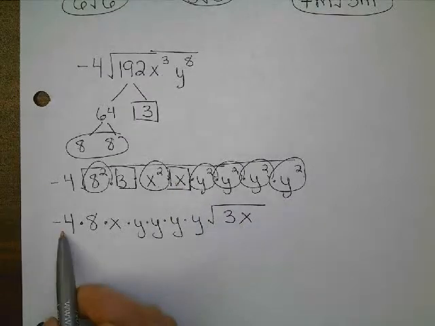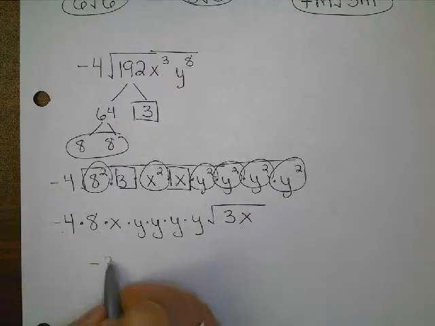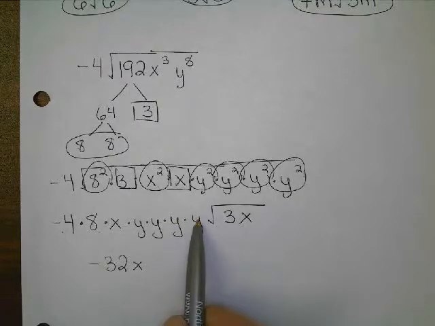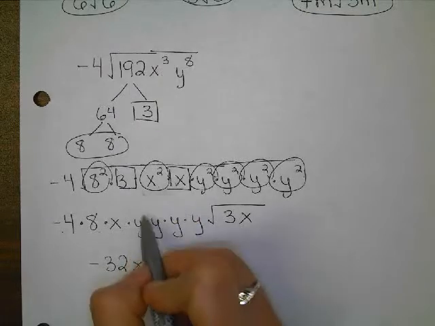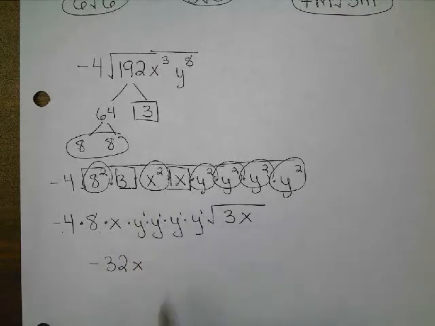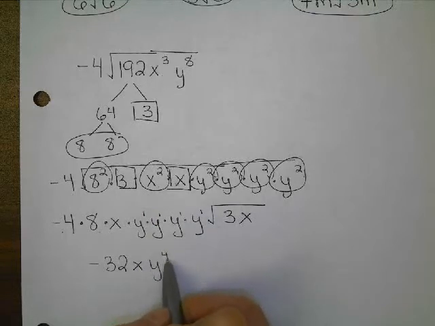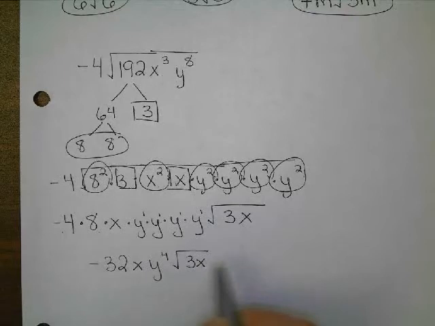And now I simplify. -4 times 8 is -32 with an x, and then I have y times y times y times y. Well, if you remember back to your rules of exponents, these all have 1s, and when you multiply, you add the exponents, so 1 plus 1 plus 1 plus 1 is 4 y's with a 3x left on the inside. And that is how you simplify radicals.